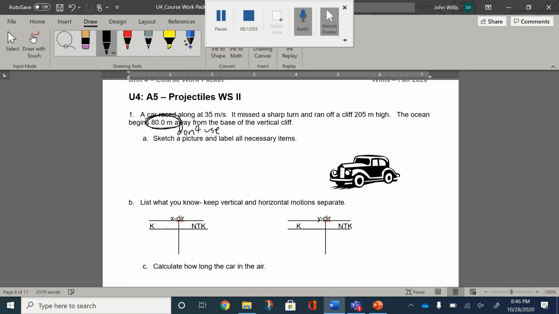I don't want you to use that 80 meters. You're still going to take the horizontal speed of 35 meters per second. You're going to take the vertical height of 205 meters, and you're going to find out how far it's able to go, just like you should have before.